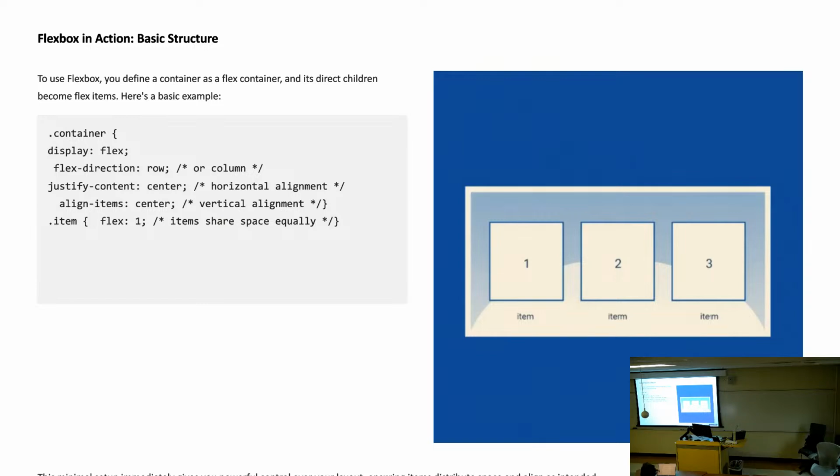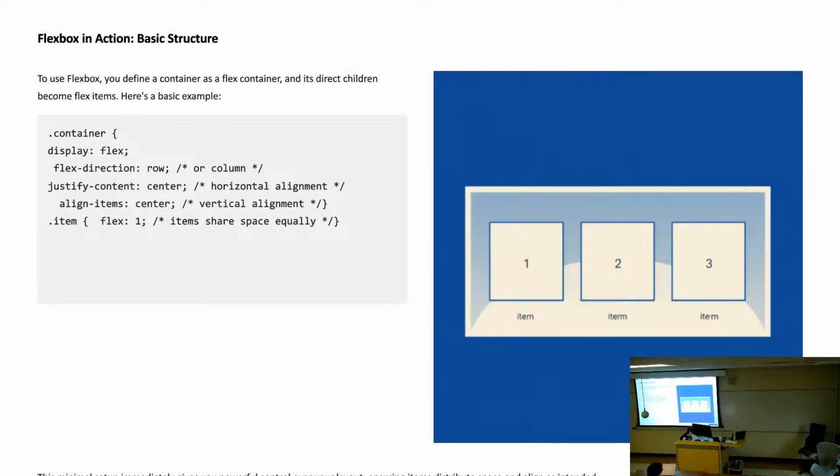So XY. Every time, justify content will be on the Y, and then align items will be on the X axis. So kind of think about it like that.